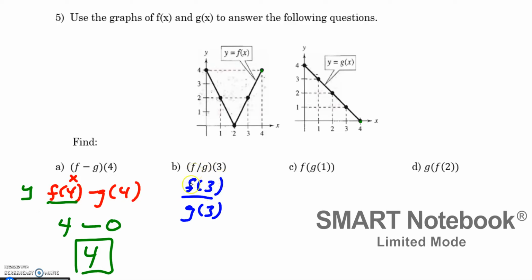F of 3 is really a y value. So if I go to the graph of f, go to the x value of 3, the y value that goes with it is 2, over g of 3, go over to the x value of 3, the y value that goes with it is 1, so 2 divided by 1 gives me an answer of 2.